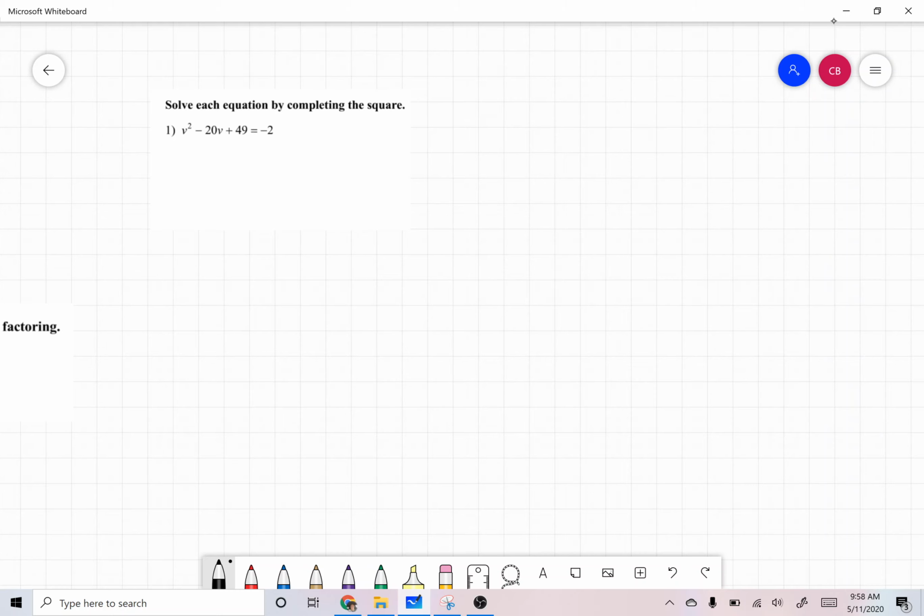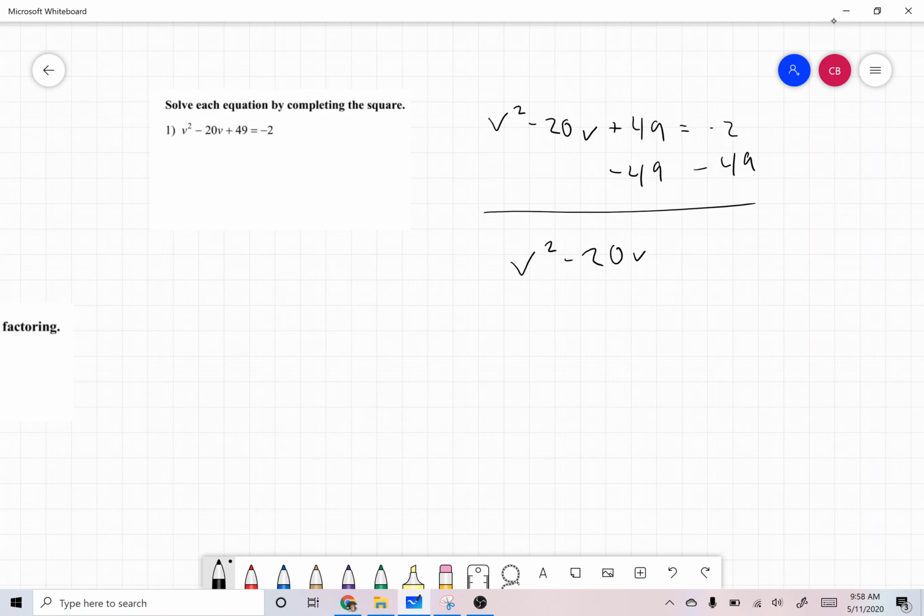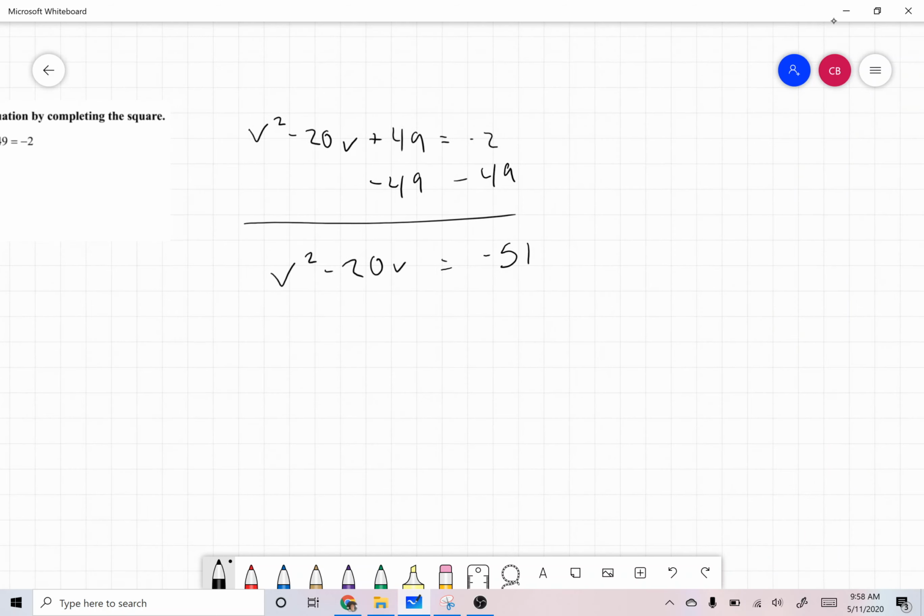We have v squared minus 20v plus 49 is equal to negative 2. We want to do this by completing the square. I'm going to move this 49 to the other side. Okay, so we have v squared minus 20v is equal to negative 51. If we wanted to complete the square, we could do that.